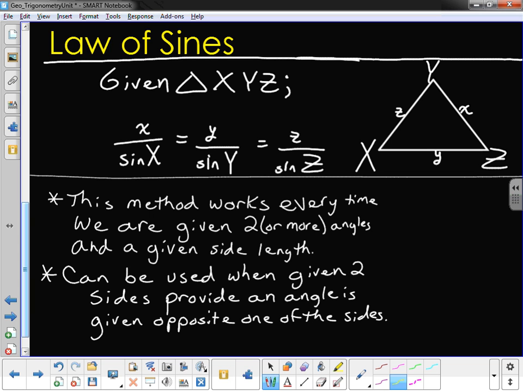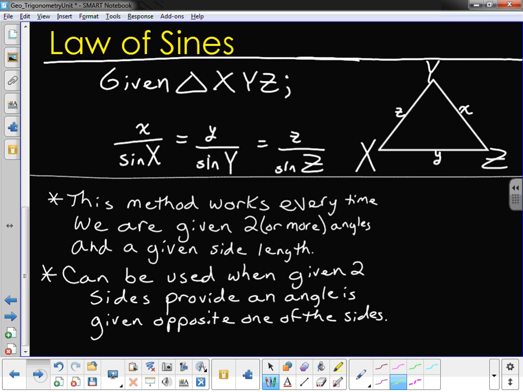Now, what you're going to find out in the problems is they don't always use x, y, and z. They don't always use a, b, and c. They might use other letters like p, q, and r. So you've got to realize that when I say x over the sine of x, it is a side over the sine of its opposite angle. And as I also pointed out, this can be used if we're given two sides, as long as we're given the angle that's opposite that side.